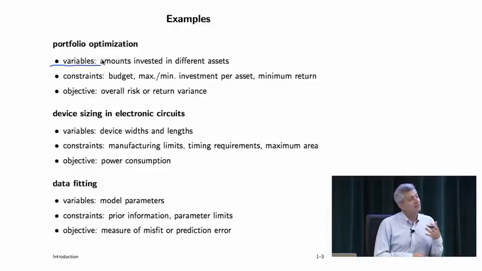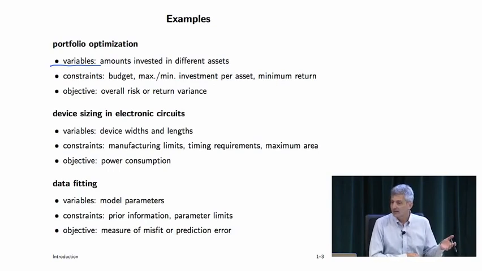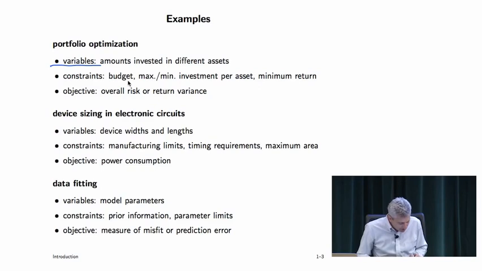And so you would talk about a vector X in this context as a portfolio vector or a portfolio allocation vector, right? That would mean how you allocate your budget across a portfolio, something like that. Well, the constraints would be things like this.